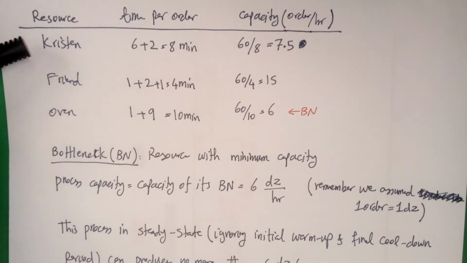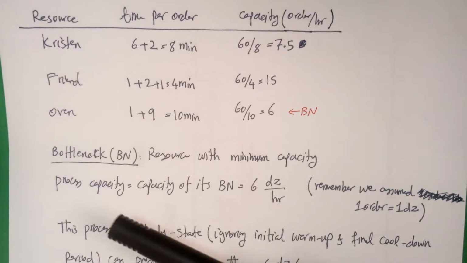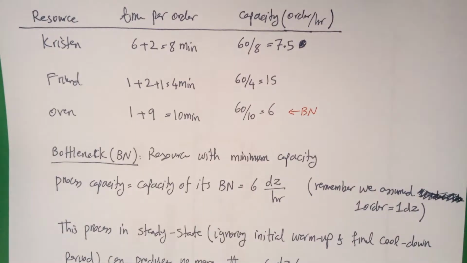Next, we are going to look at how long it takes, independent of other resources. How long does it take for Kristin to handle 1 dozen cookies? That's going to be 6 plus 2, 8 minutes. Then again, independent of other resources, in 1 hour, how many orders can Kristin handle? Each order I assume is equal to 1 dozen. That's going to be 60 divided by 8, which is 7.5. I'm going to repeat that for all of these resources. The resource with minimum capacity, we are going to call that the bottleneck. Bottleneck is the resource with minimum capacity.